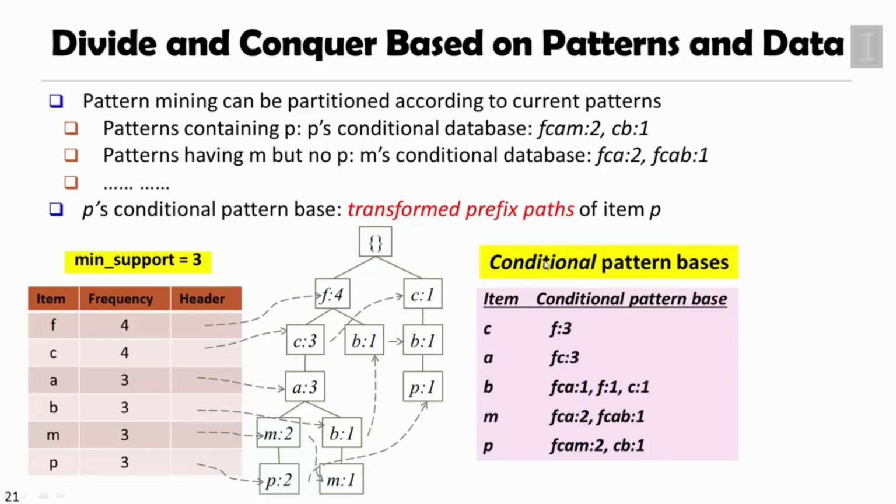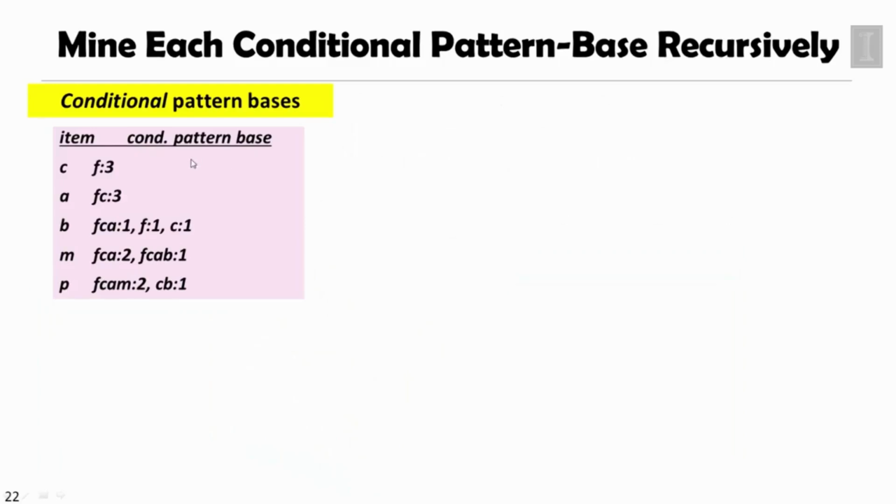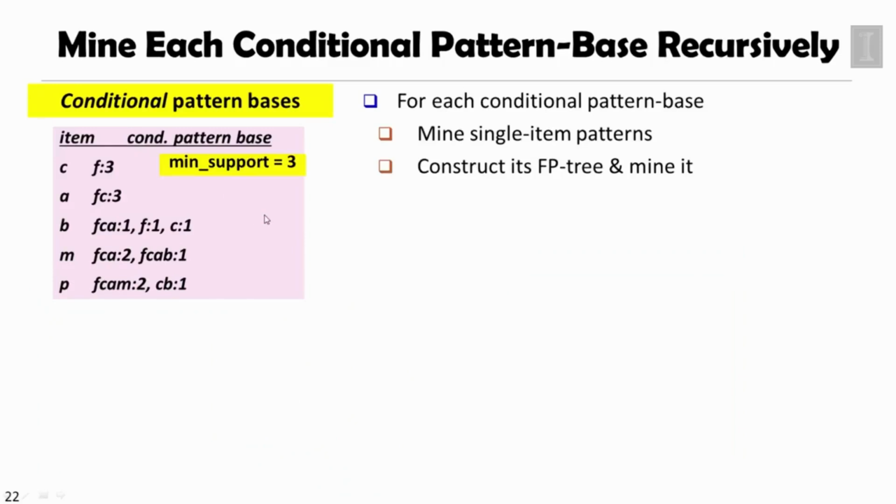Then the remaining task is just to mine this conditional pattern base. For this conditional pattern base, we mine single-item patterns. We construct this FP-tree and mine it recursively. For example, for P's conditional pattern base, you will get only C3. The reason is F, A, M, and B never occur 3 or more times, so they are out. They are not frequent, you only get C3.